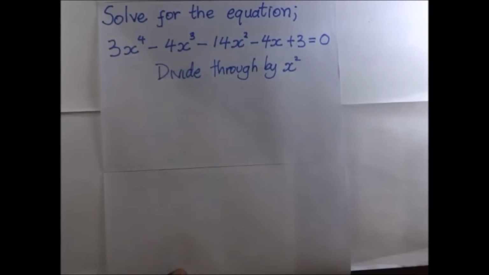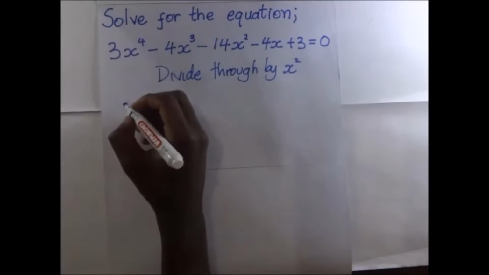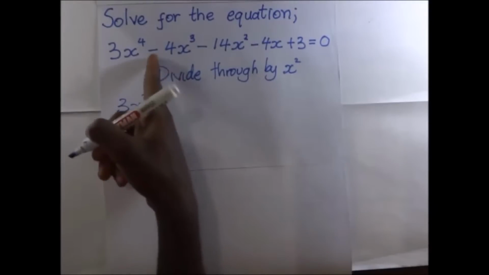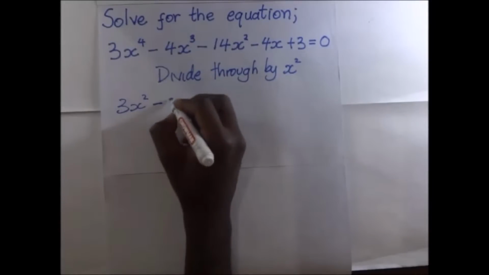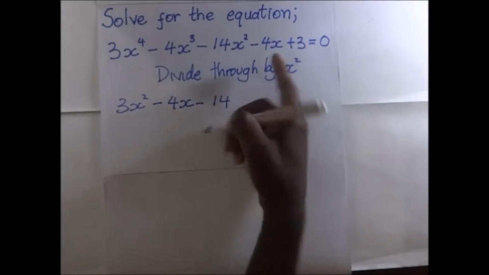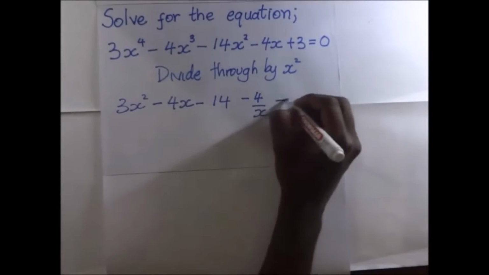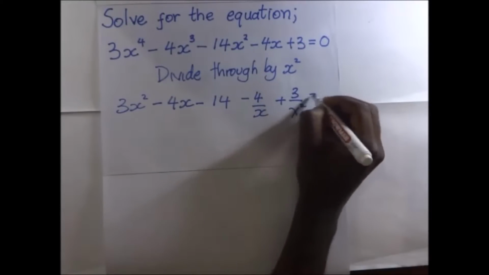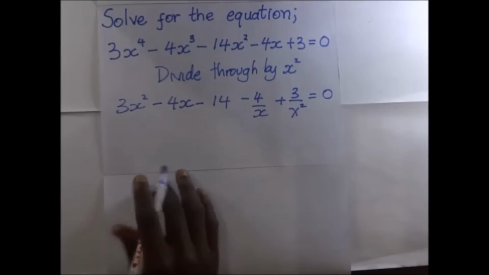When you divide through by x squared, 3x to the power of 4 divided by x squared is going to give us 3x squared, minus 4x cubed divided by x squared is going to give us 4x, minus 14, minus 4 over x, plus 3 over x squared is equal to 0. So now from this we collect like terms.